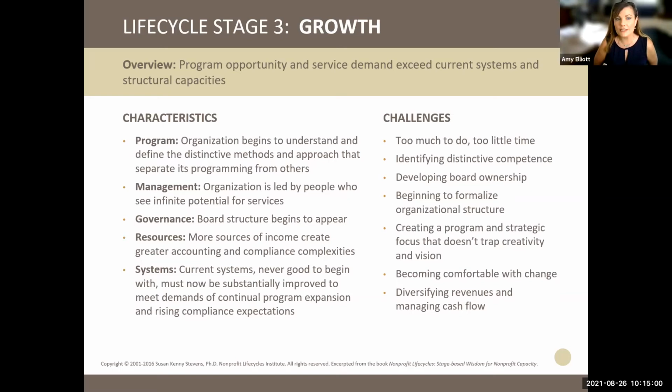Management. The organization is led by people who see infinite potential for services. Again, back to hiring. If we're going to hire a CEO in growth stage and we interview somebody who says, those are nice programs, we could run those. That might not be the growth stage CEO, because the growth stage CEO probably is going, oh, yes, I could see someday having a blankety blank and a blankety blank, right? Because that is more of a growth stage mindset.